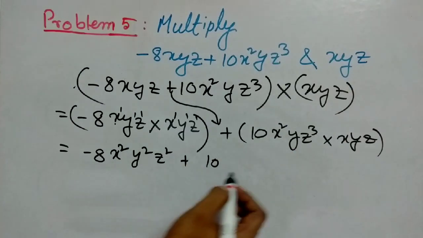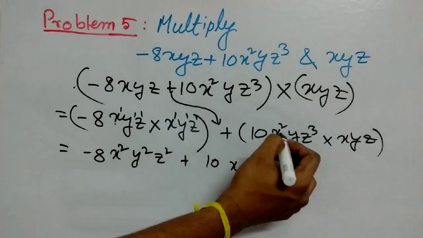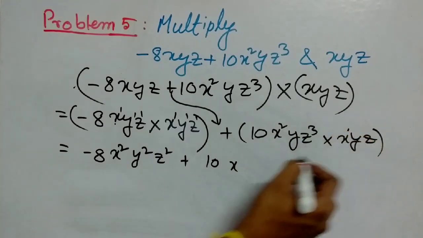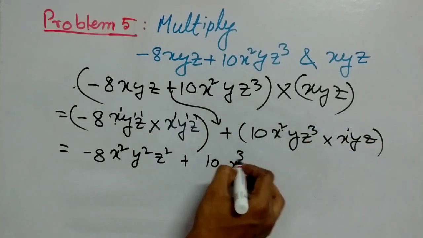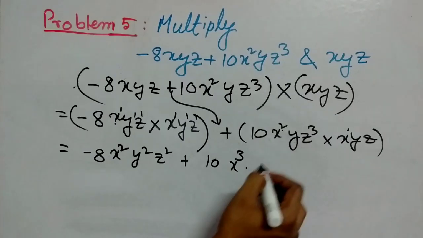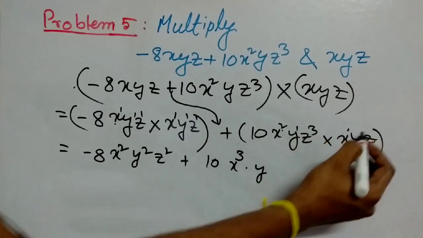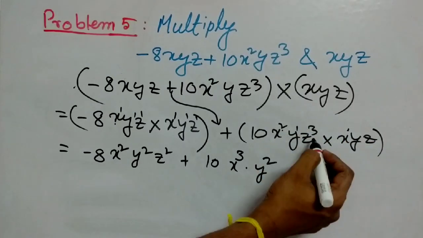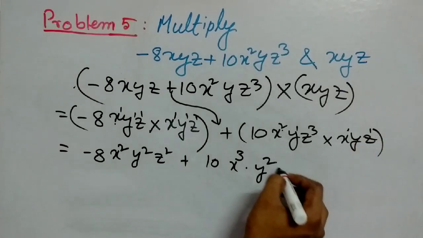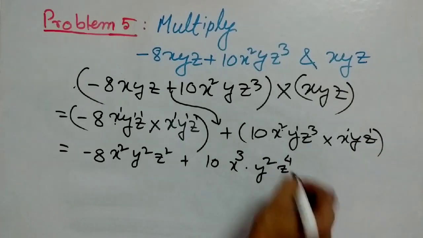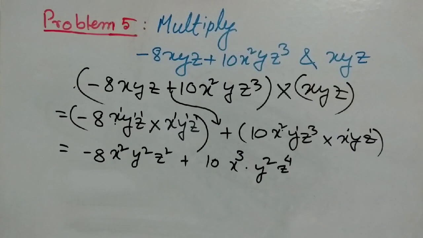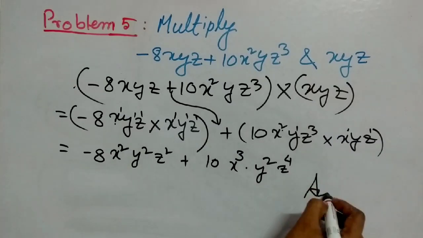10 only. Now x to the power what? It is 2 and it is 1, so it is 2 plus 1, that is to the power 3, into y to the power, it is 1, it is 1, so y to the power 2, and it is 3 and it is 1, so z to the power 3 plus 1, that is 4. Okay, this is the answer.